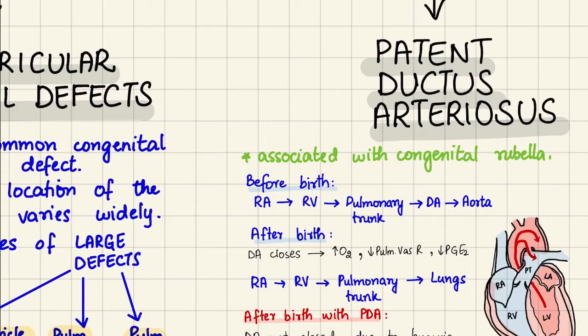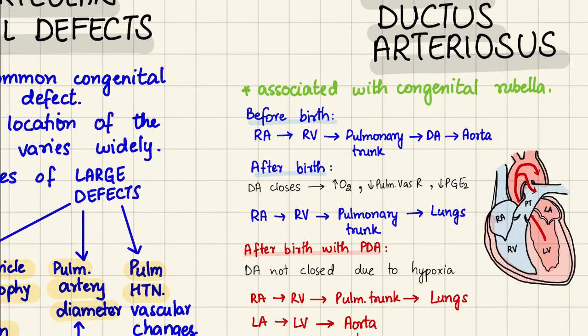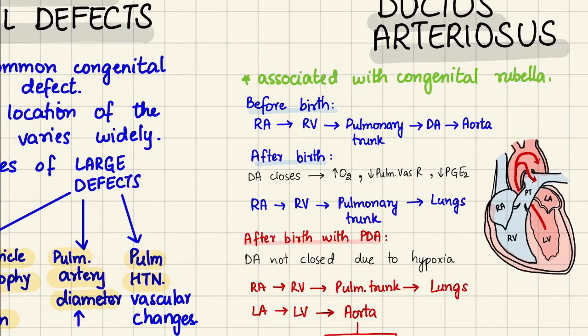The next disorder is patent ductus arteriosus. It is associated with congenital rubella. This is a point to remember. Now, before birth, the right ventricle pumps blood into the pulmonary trunk, and the pulmonary trunk, through the ductus arteriosus, pumps this blood into the aorta, because we do not need to pump blood into the lungs, which have not inflated yet.